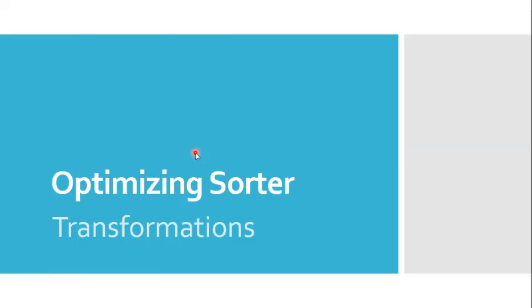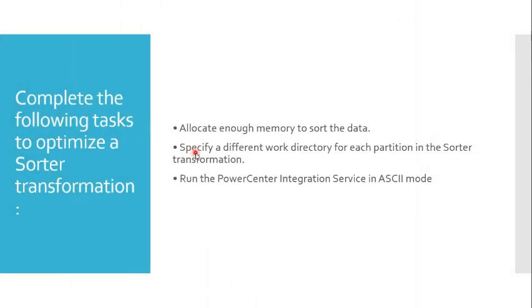So what is the main thing inside the Sorter transformation? In the Sorter transformation, first, allocate enough memory. If you want to sort, then you need to configure your memory allocation. Second, specify a different work directory for each partition in the Sorter transformation. Then run the PowerCenter Integration Service in ASCII mode. There is Unicode mode and ASCII mode, multiple options there, right? So you need to configure this option as advised by your admin.